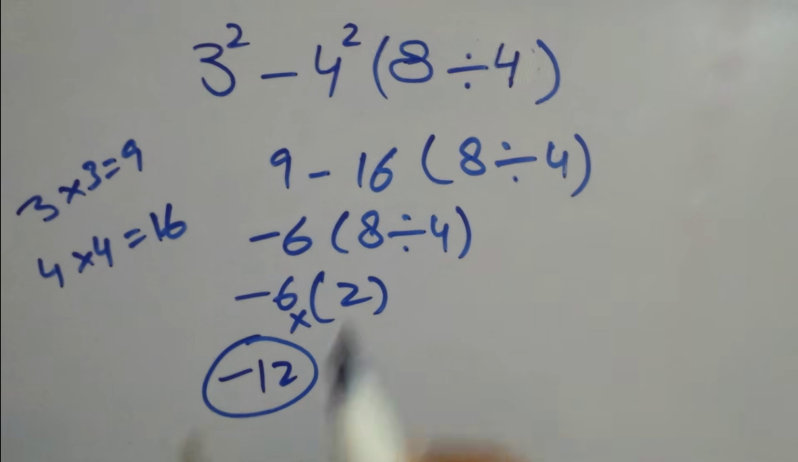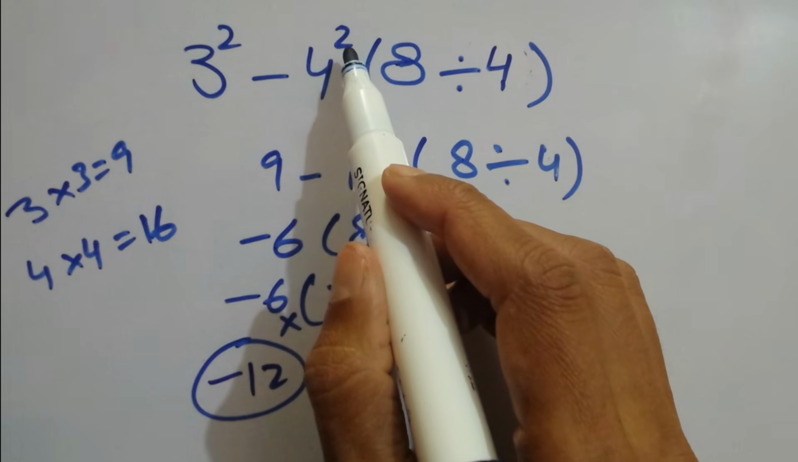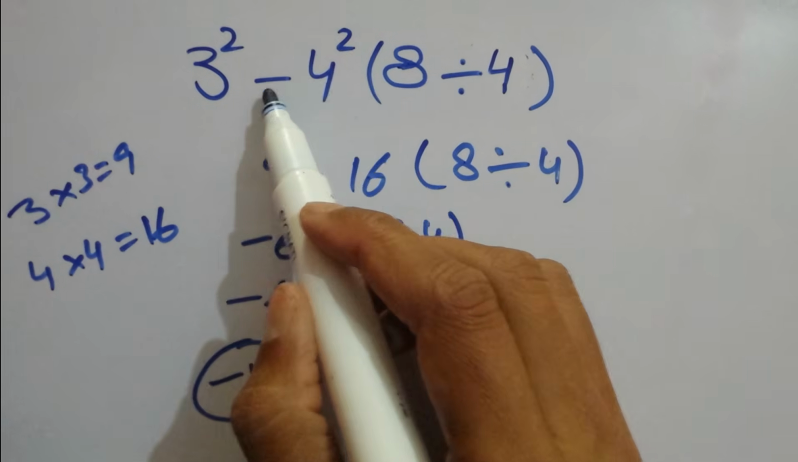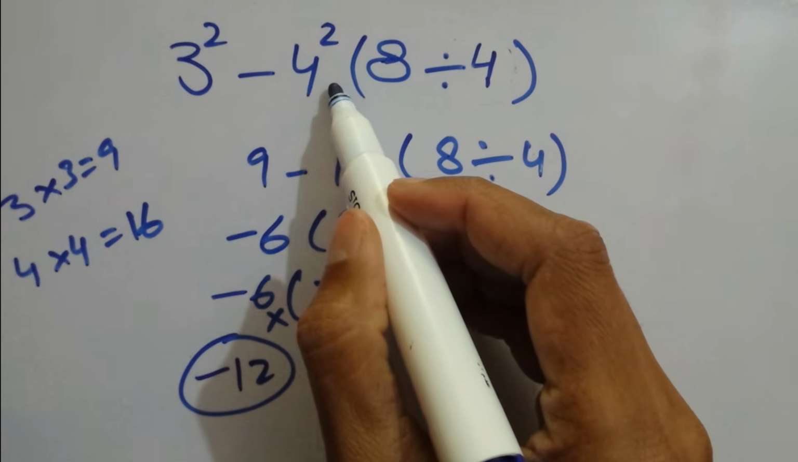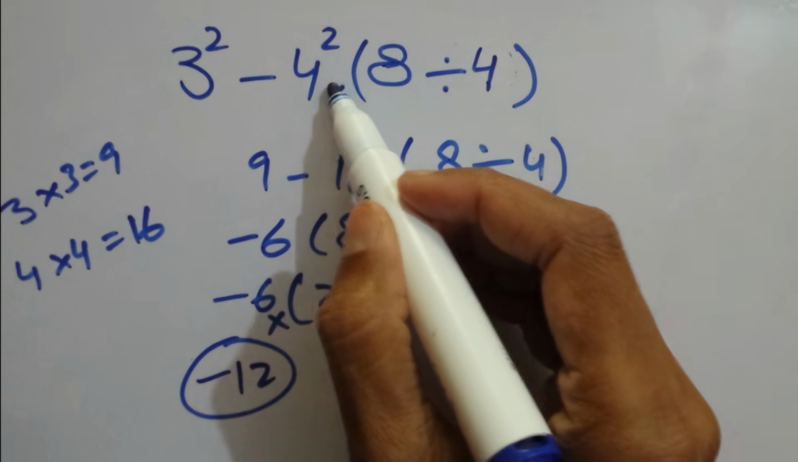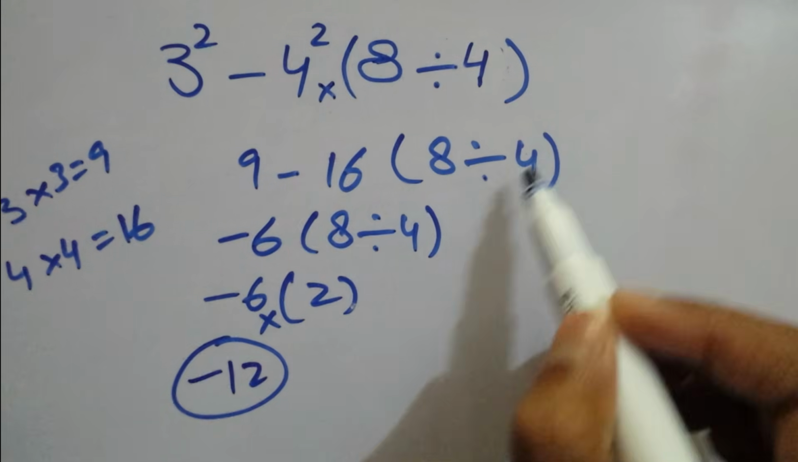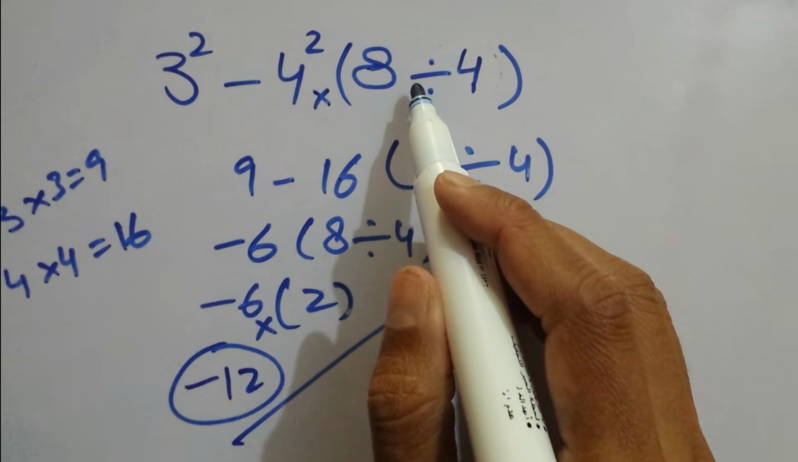But this is wrong. Why? Because parentheses must be done before exponents and subtraction and multiplication. Here is multiply, a hidden multiply. So first of all, parentheses first, right?